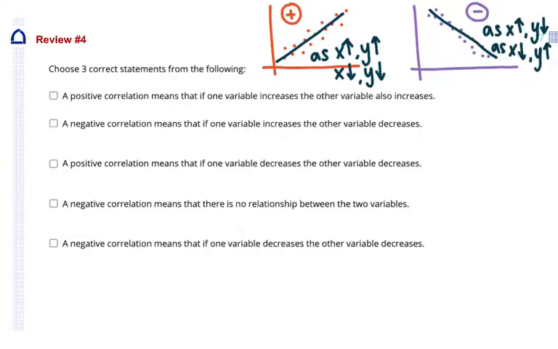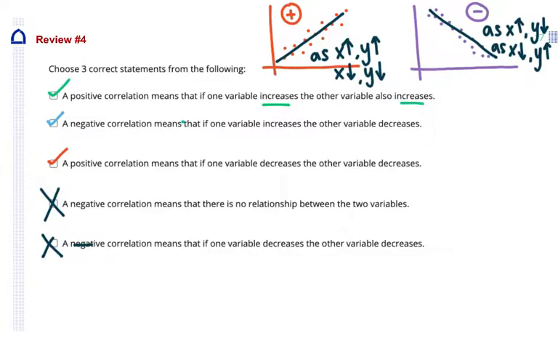Knowing that, now we can look at this data. Positive correlation means as one increases, the other increases. Yes, that is exactly what we described in the orange scatter plot. Negative correlation means if one increases, the other decreases. Yes, that is exactly what we described in the purple scatter plot. Positive correlation means if one decreases, the other decreases. That's also true. They're both moving in the same direction. A negative correlation means no relationship. Not true. A negative correlation means if one decreases, the other decreases. That's not true. That would be called a positive correlation.